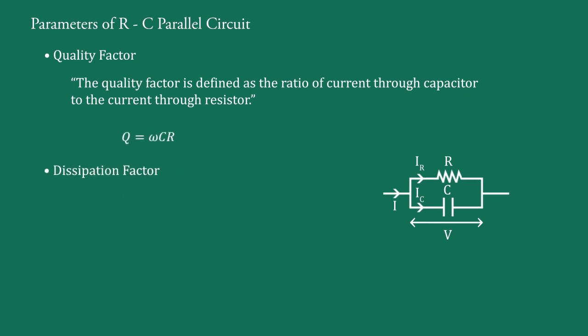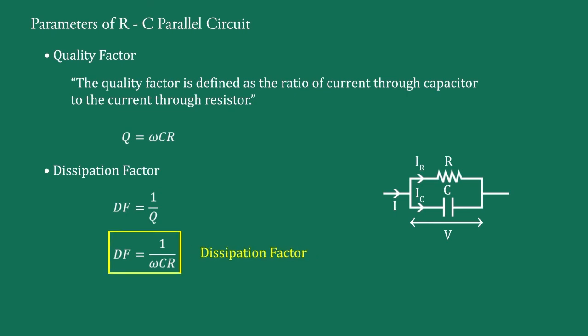And now dissipation factor dF. It is defined as inverse of quality factor Q. That is dF equal to 1 upon Q. Since Q equal to omega C R, we already derived just now, therefore we can write here dF equal to 1 upon omega C R. And this is the dissipation factor for parallel RC circuit.